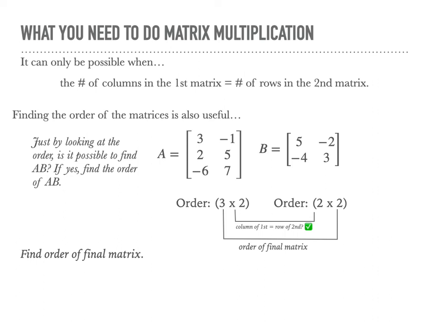Now let's say we have to find the order of the final matrix. Well, we've already done that. That's 3 by 2.